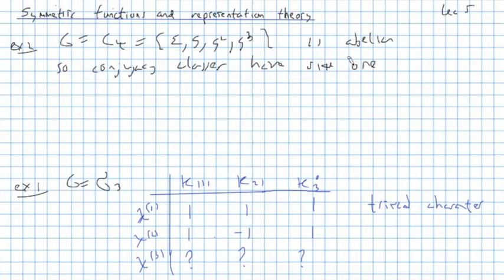So every element of the group is in its own conjugacy class. So if we were to draw the table, I would have a conjugacy class for each group element. So I have four columns. And because there are four conjugacy classes, the size of the group, we should expect four irreducible characters.